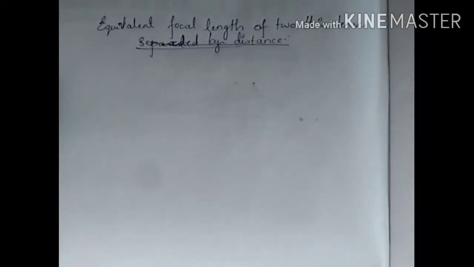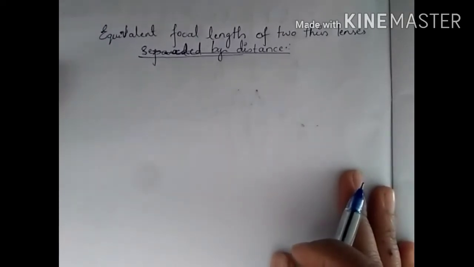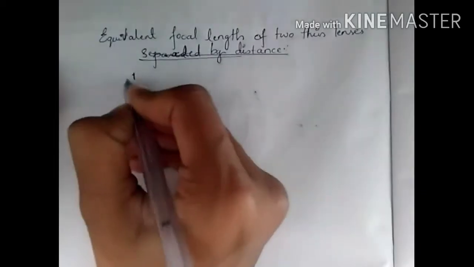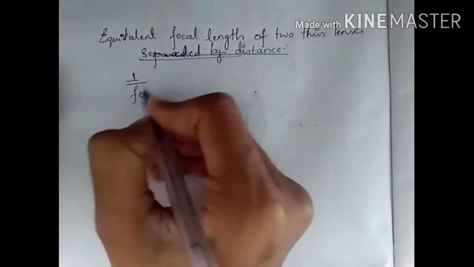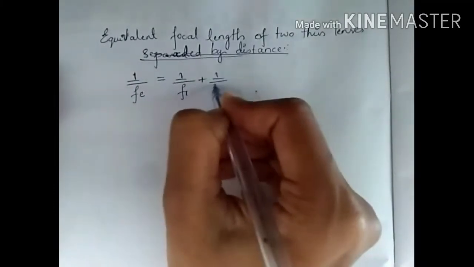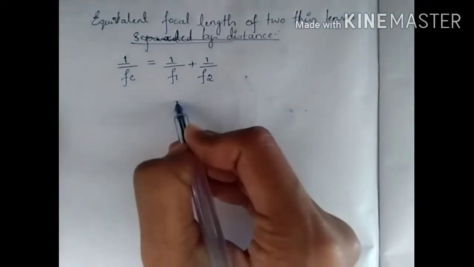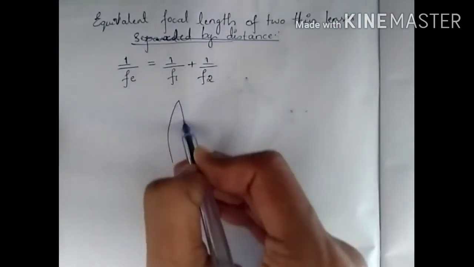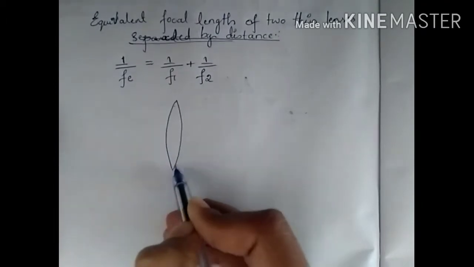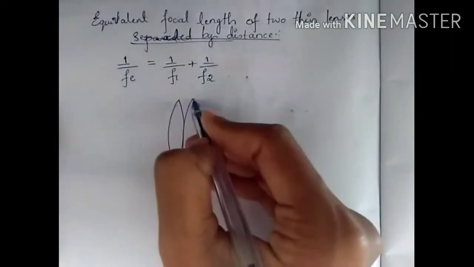In your PUC second year, you might have learned the equivalent focal length of two thin lenses which are kept in contact. There the equivalent focal length Fe can be written as 1 by f1 plus 1 by f2. So how did we do that? If you have two thin lenses, let's suppose lens 1, L1, and lens L2.